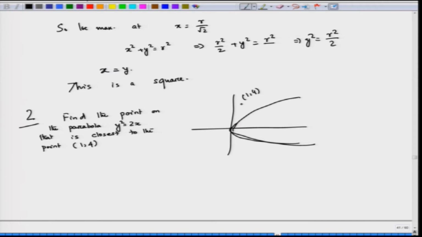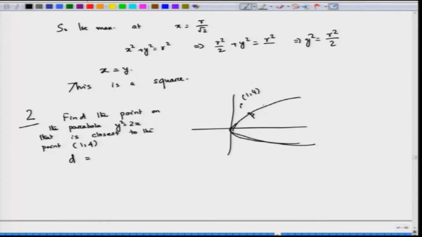So, we are looking for the point P. What is that point P? Such that the distance between the point (1, 4) and P is the smallest. That means, if we write it down in terms of a function, we are looking at a local minimum problem. So, how do we convert this problem into a problem of calculus? Now, what do we want to minimize? We want to minimize the distance.